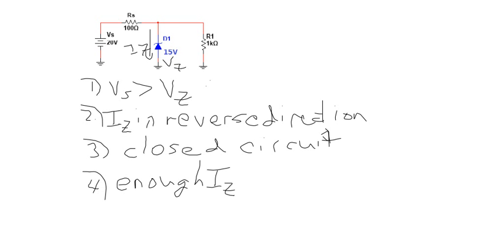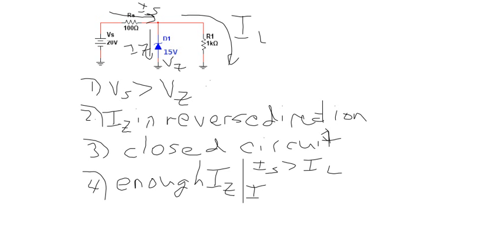You have to have an IZ. Now there can be a condition where this is false, even if the other three are true. This is true if IS is greater than IL. My diode current then is going to be IS minus IL, and that has to be positive in the direction I've got it drawn, which is backwards to the direction of the diode arrow.